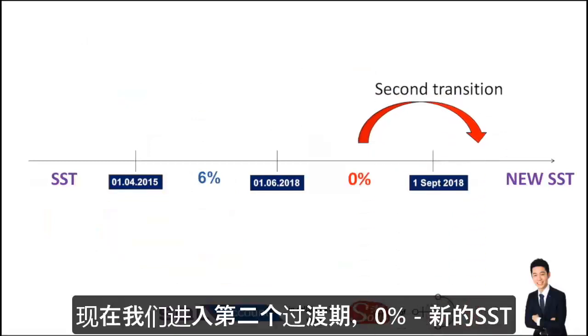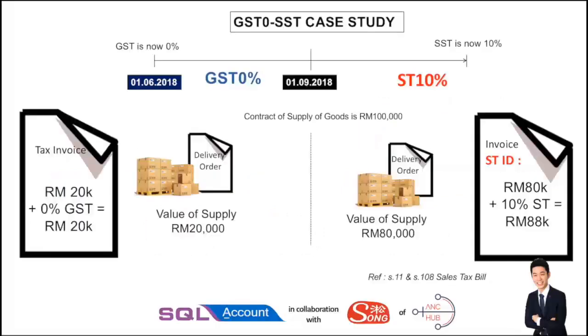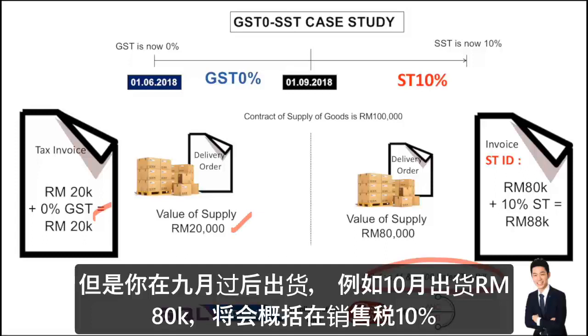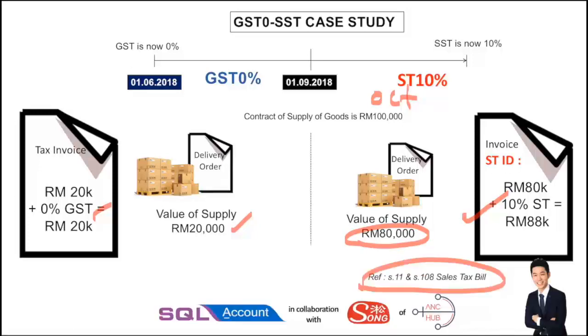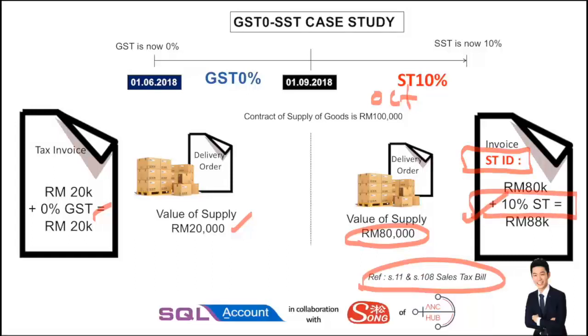Now we are going to the second transition, 0% to the new SST. Applying section 11 and section 108 of the Sales Tax Bill, whatever you issue out in June remains as 0%. However, when you issue out stocks after September, let's say in October, this value of supply of 80,000 will be subject to sales tax of 10%. And remember, you have to amend your invoice format and put in your sales tax ID.